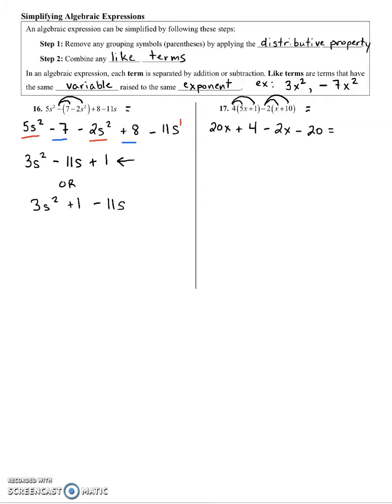And now we combine like terms. Our like terms are 20x and -2x. And we have another set of like terms that are the constants 4 and -20. So when we combine those, 20x minus 2x is 18x, and -20 plus 4 is -16. So we end up with 18x minus 16 as our final answer.